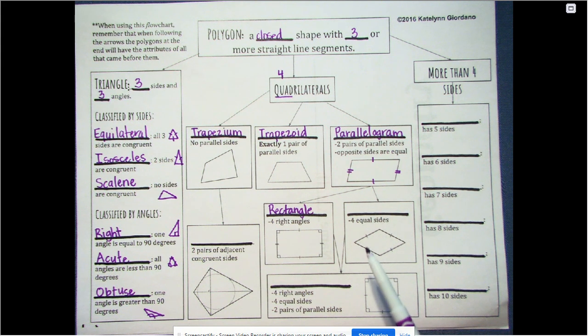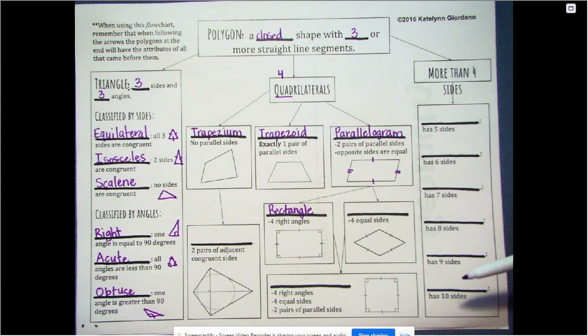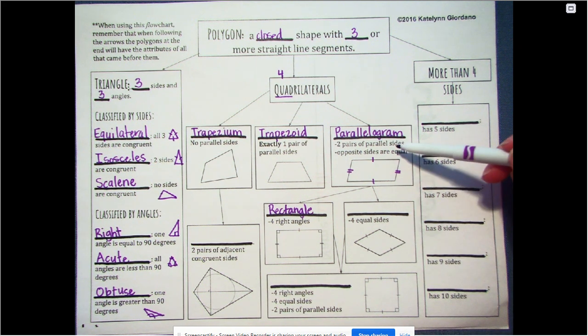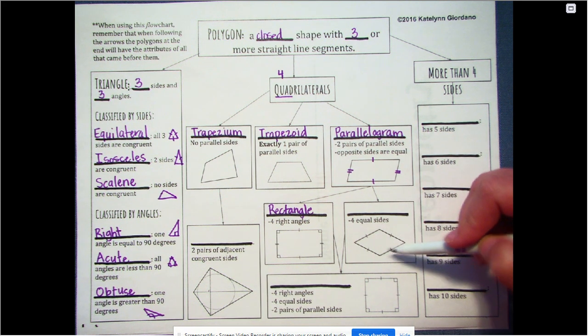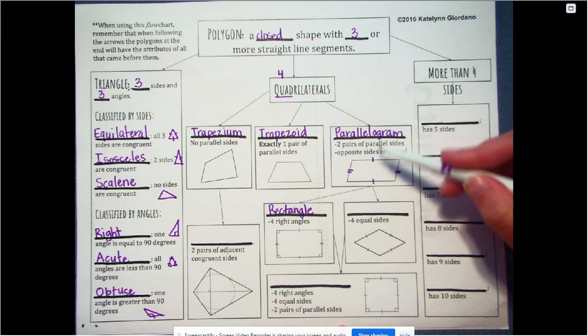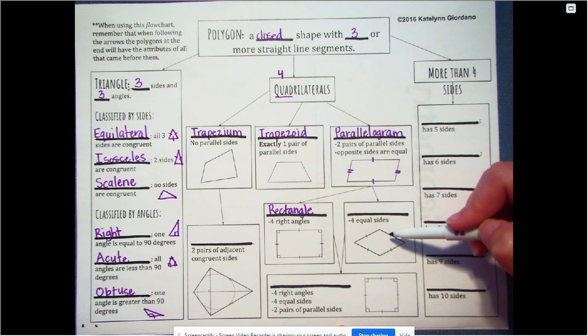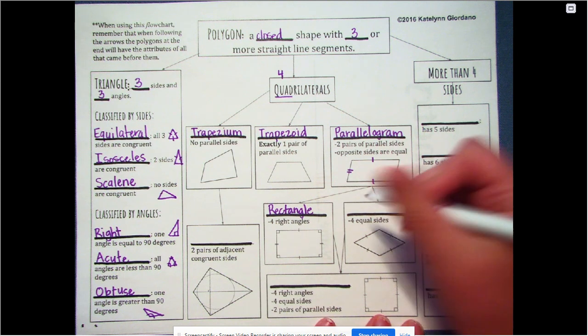So this shape down here has four equal sides, and we can tell this because there's one hash mark on each of the sides. It also has two pairs of parallel sides. This side and this side is parallel, and then this side and this side is parallel. Each of the sides is equal, and the opposite sides are equal. So it fits in the parallelogram, but it also fits a rhombus because all four sides are equal.